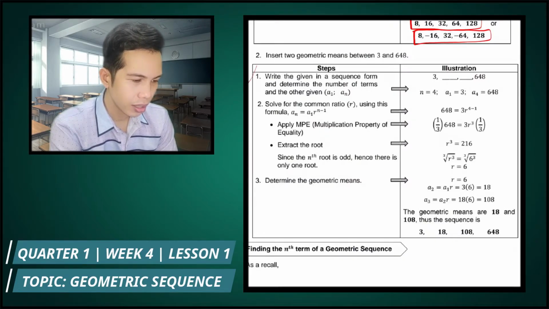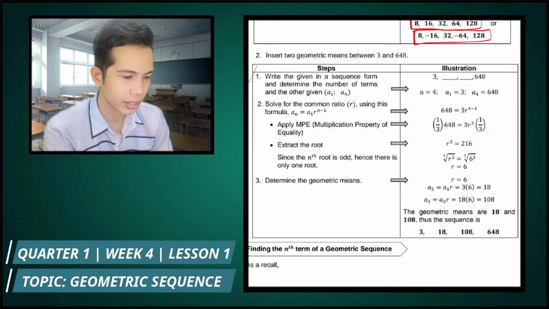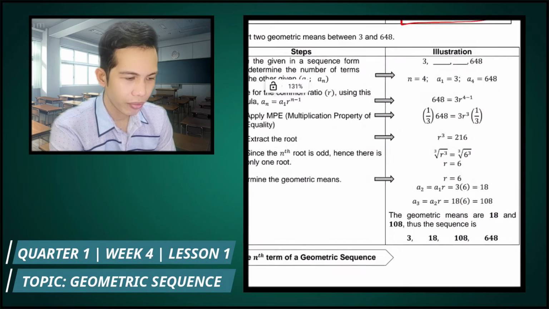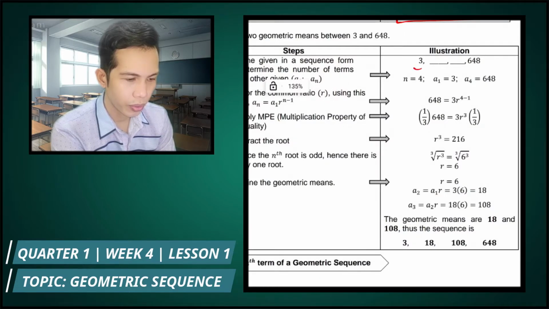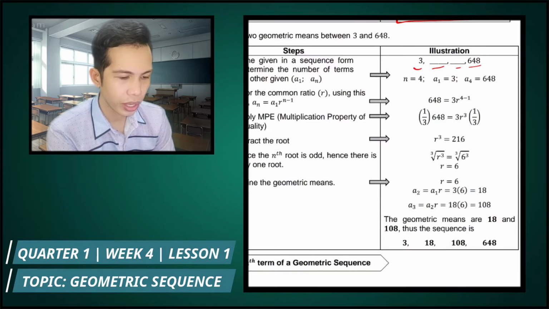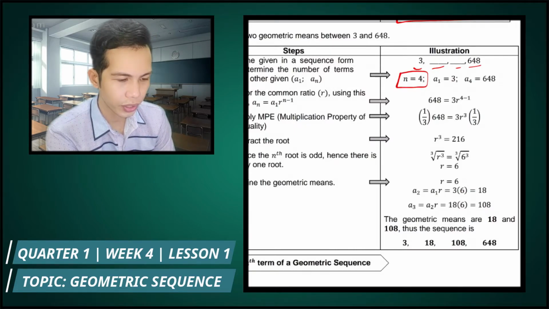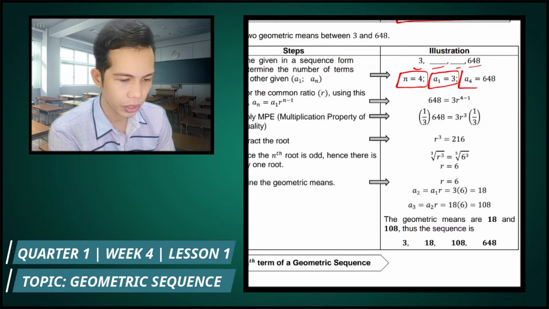So for step number 1, write the given in a sequence form and determine the number of terms and the other given, such as the first term and the last term. So we have here the sequence where we write the first term 3, in between the two blanks for the geometric means, and 648, the last term. So in this sequence, we can identify the total number of terms, which is 4. Our first term, a sub 1, is equal to 3. And our last term, which is a sub 4, is equal to 648.